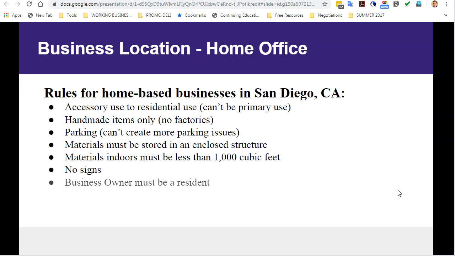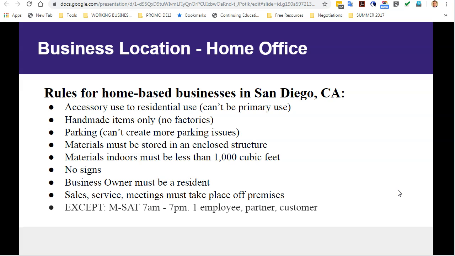Typically you can't have signs in front of your business if it's a residence, and the business owner must be the resident. So you're not encouraged to start your business in somebody else's house and rent a space from them. You should be the resident of that property. Generally they want sales, service, and meetings to be taken off premises, but San Diego has relaxed some of the rules, and the last time we checked, you could have one employee, one partner, one customer at a time in the home office and in certain hours.